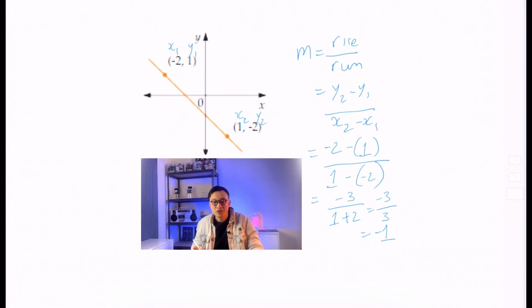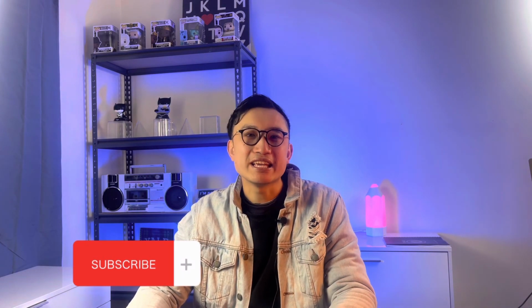There you go, guys. You have just mastered the gradient of another sketch. Hope you have now built confidence in finding out the gradient when 2 points are provided in the question.